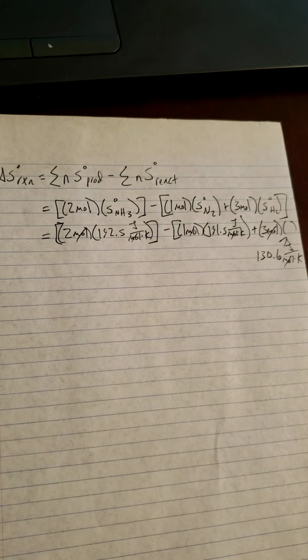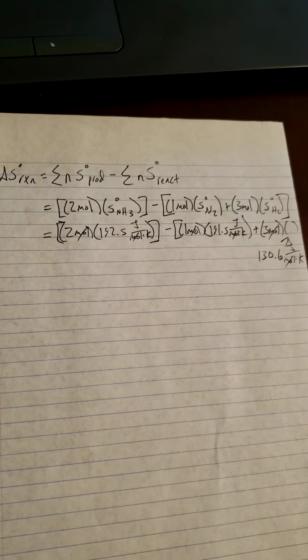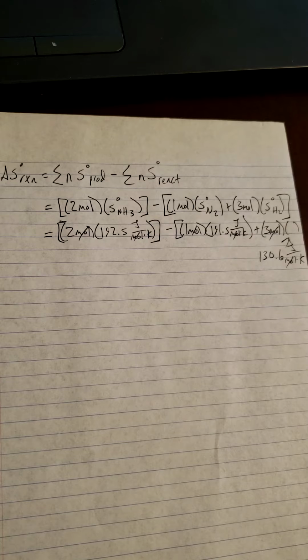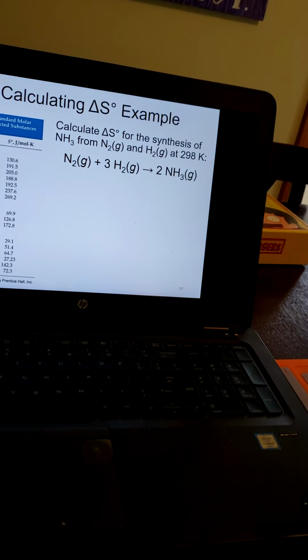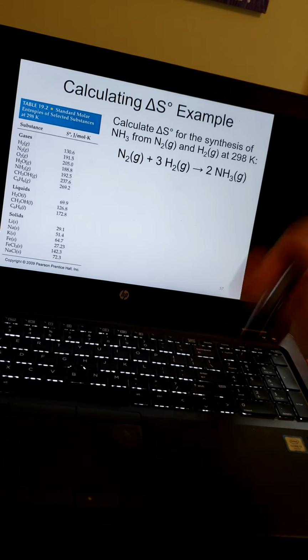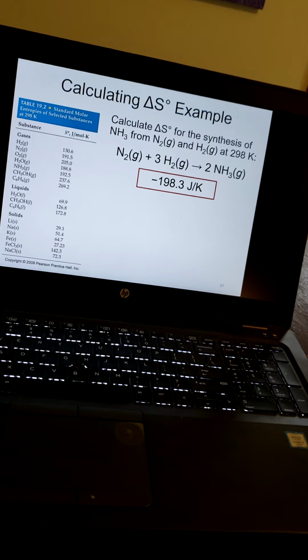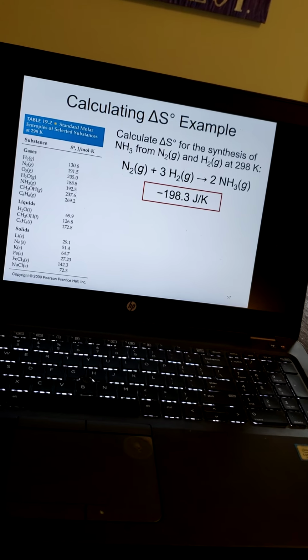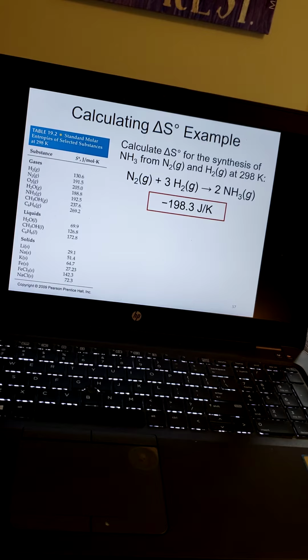So at this point, all you need to do is a little bit of plugging and chugging in your calculator. It's 2 times 192.5 minus, open parentheses, 191.5 plus 3 times 130.6, close parentheses. And when we hit enter, we should get negative 198.3. Negative 198.3 joule per Kelvin.